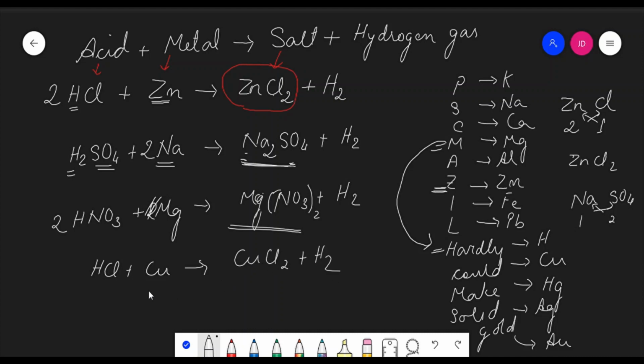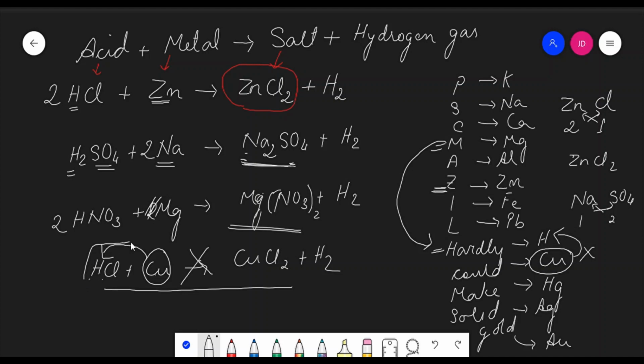Yes. However, this reaction is not going to take place. Reason: this copper will try to kick away the hydrogen. Can it kick away the hydrogen? Can it displace the hydrogen? No, because copper is less reactive than hydrogen. As a result, this copper cannot kick away this hydrogen to become CuCl2.